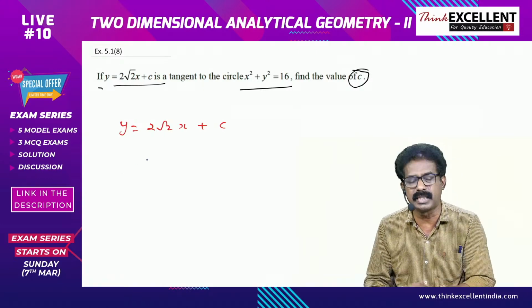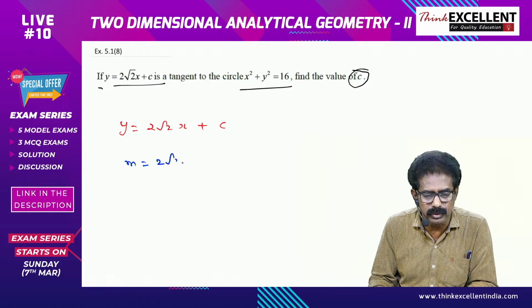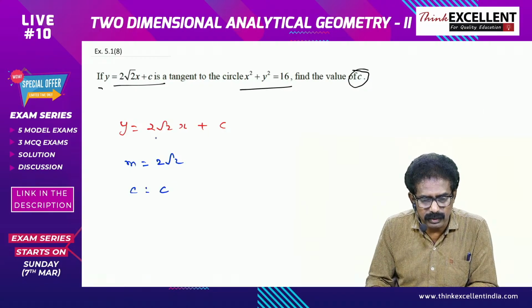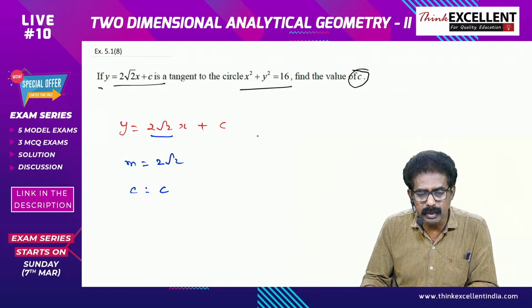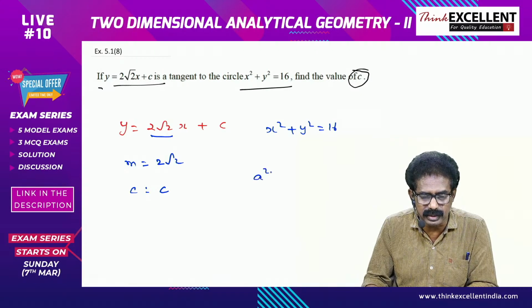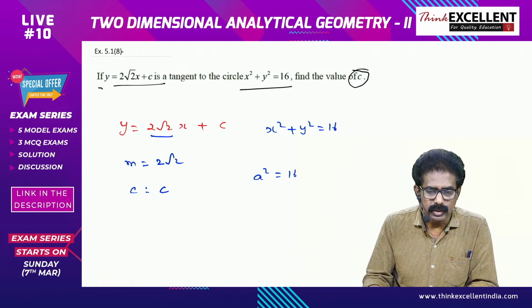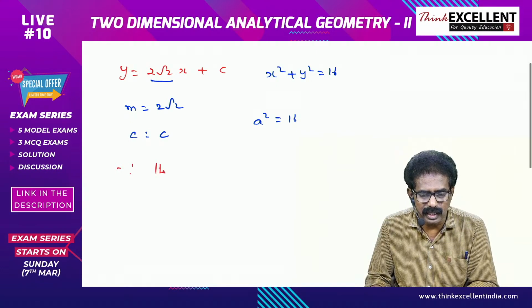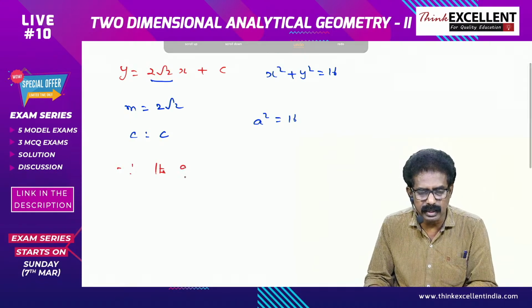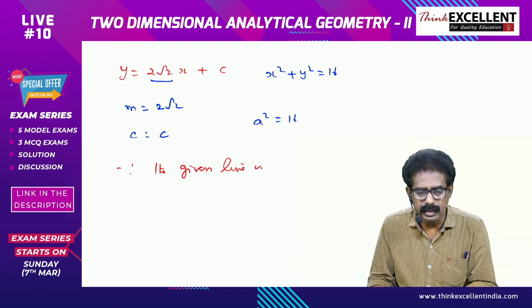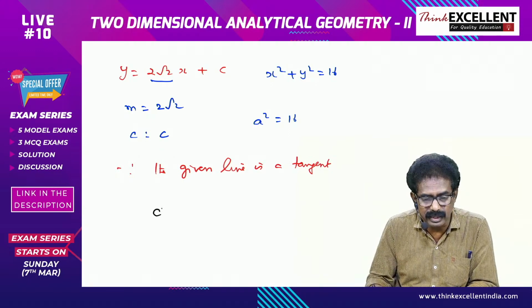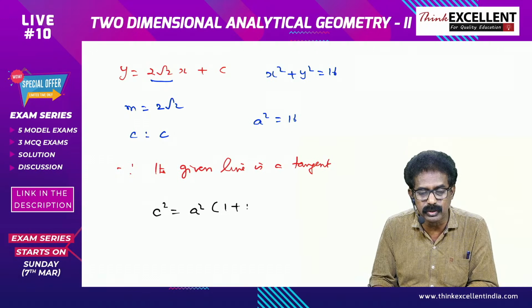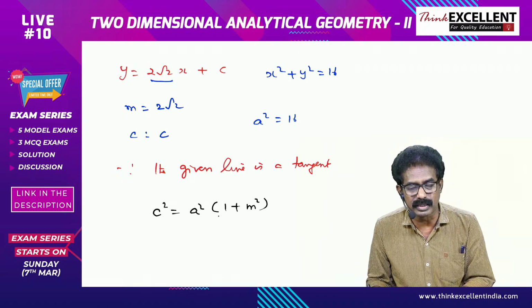So identify the values. It is given in the correct form, y equal to mx plus c. So m value is 2 root 2, and c value is c only, right? The circle's equation is x square plus y square equal to 16, so a square value is 16. You can apply the condition because they said it is a tangent. Since the given line is a tangent, it must satisfy a condition. What is the condition? That you have to study. C square equal to a square into 1 plus m square.